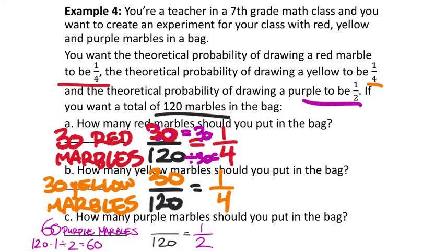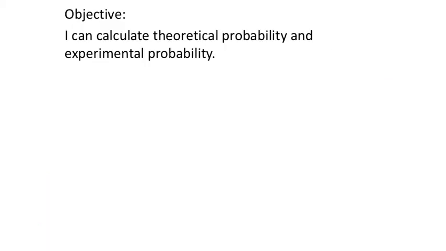Now, does this mean if you started drawing marbles from the bag, because this is all theoretical, but if you actually did the experiment and drew 120 times, would you get 60? Of course not. Maybe not. Could you? Yeah, of course you could. But would you get exactly 60? I don't know. Probably not with 120, okay? I can calculate theoretical and experimental probabilities. Hooray!